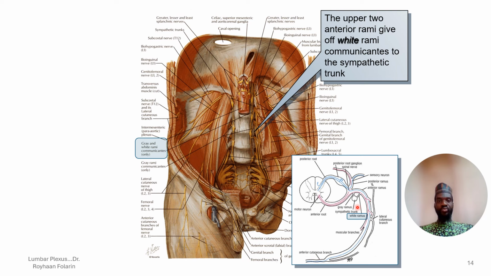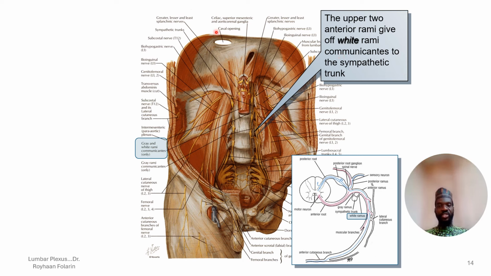So the upper two anterior rami of the lumbar plexus, from L1 to L2, give off the white rami communicantes back to the sympathetic trunk. So these white rami carry preganglionic sympathetic fibers from the spinal cord to the sympathetic chain, which then participate in the autonomic regulation of visceral functions.